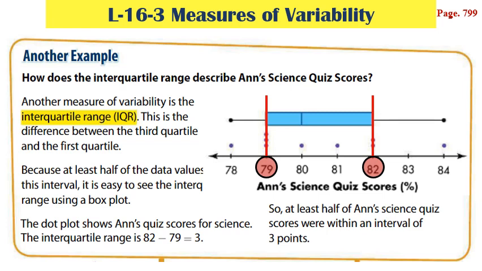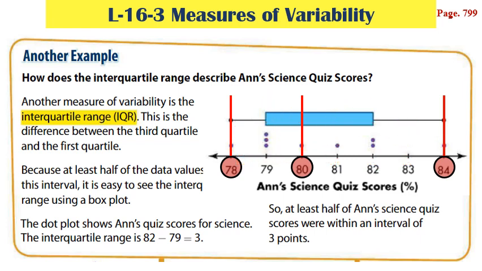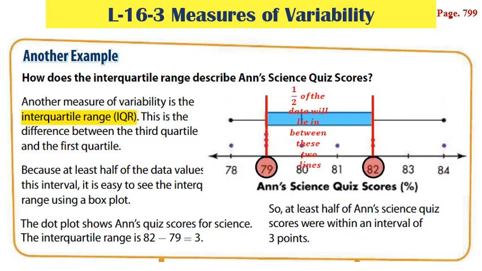The variability of the data is shown as a box plot here. Another measure of variability is the interquartile range, IQR. This is the difference between the third quartile and the first quartile. Because at least half of the data values lie in this interval, it is easy to see the interquartile range using a box plot. The dot plot shows Anne's quiz scores for science. The interquartile range is 82 - 79 equals 3. So, at least half of Anne's science quiz scores were within an interval of 3 points. Good.